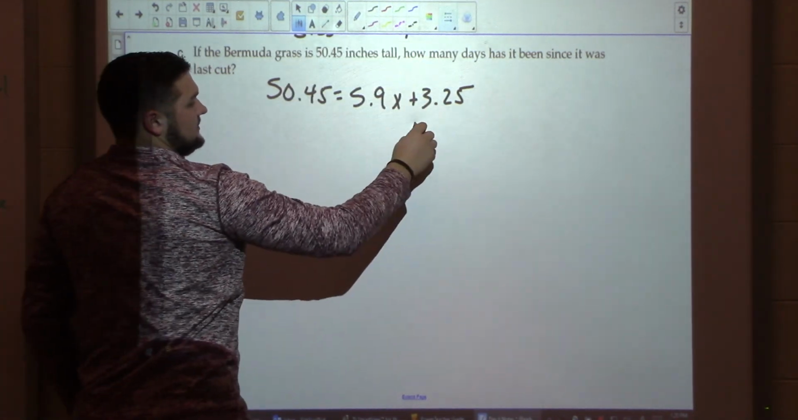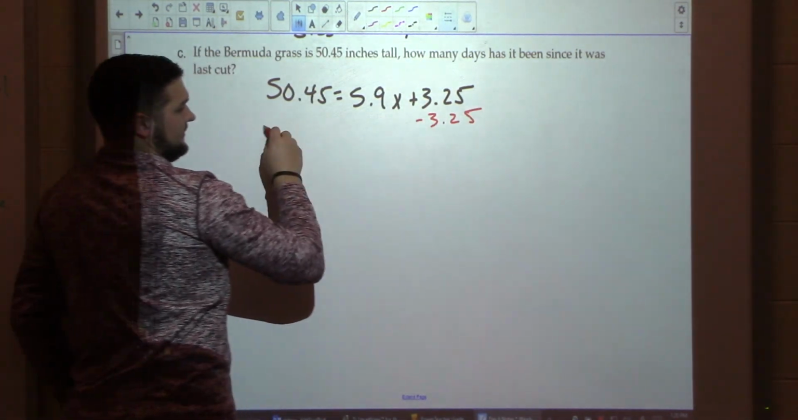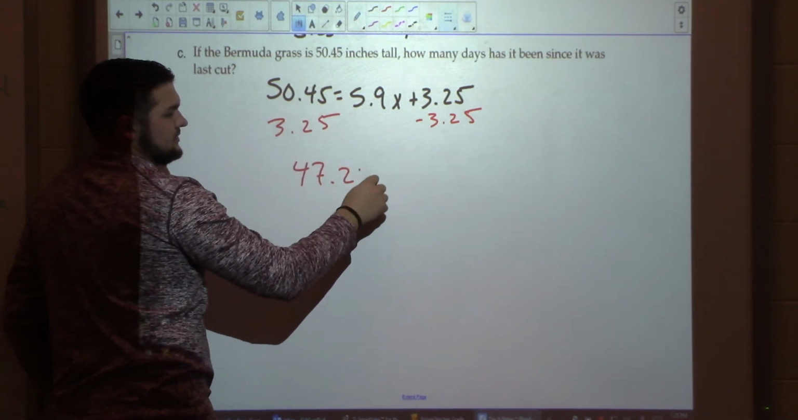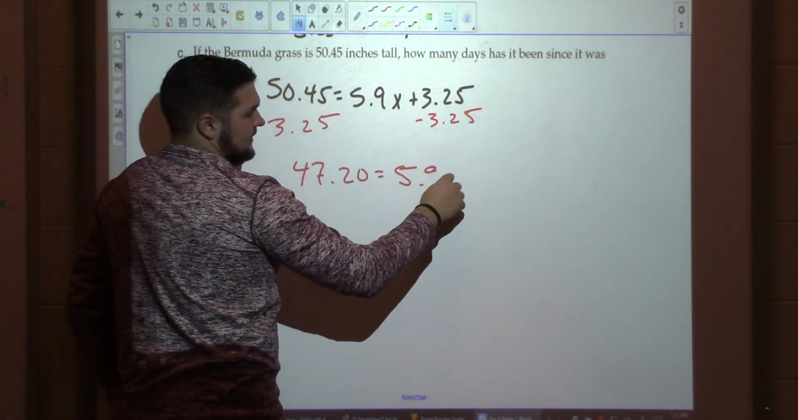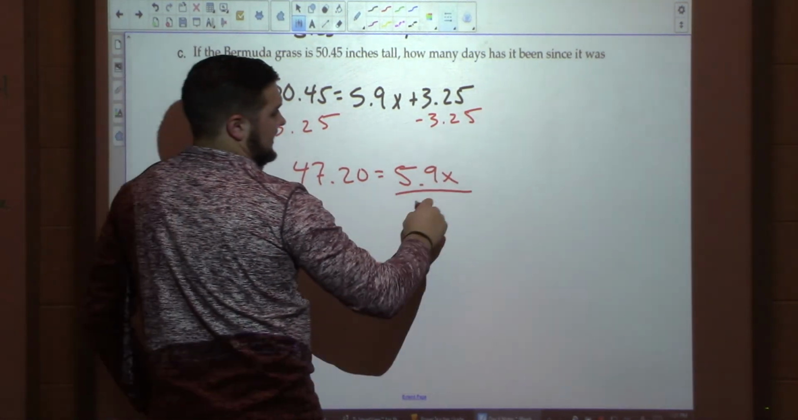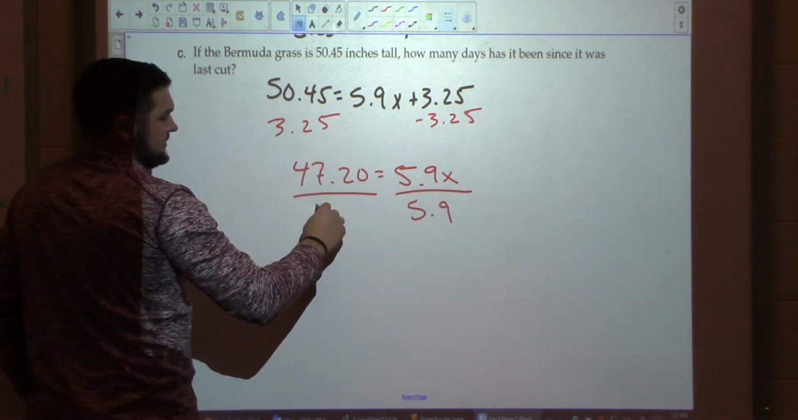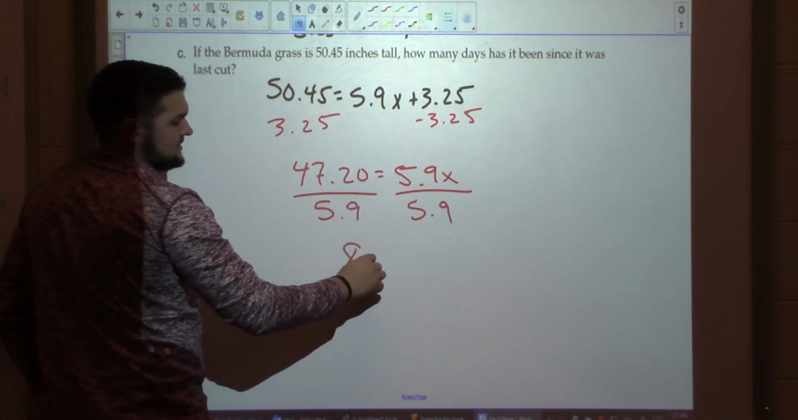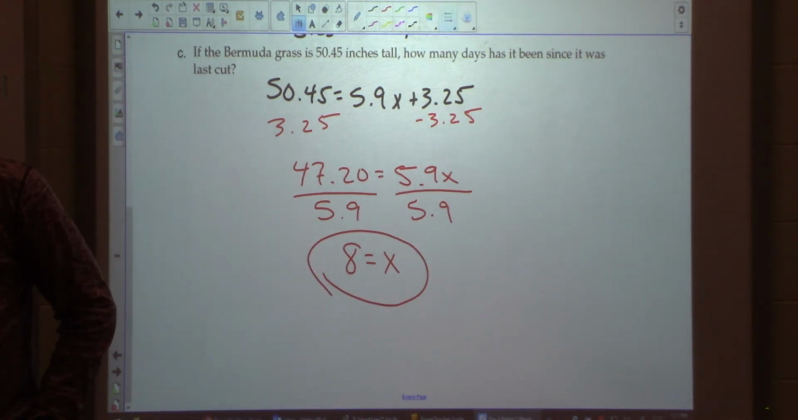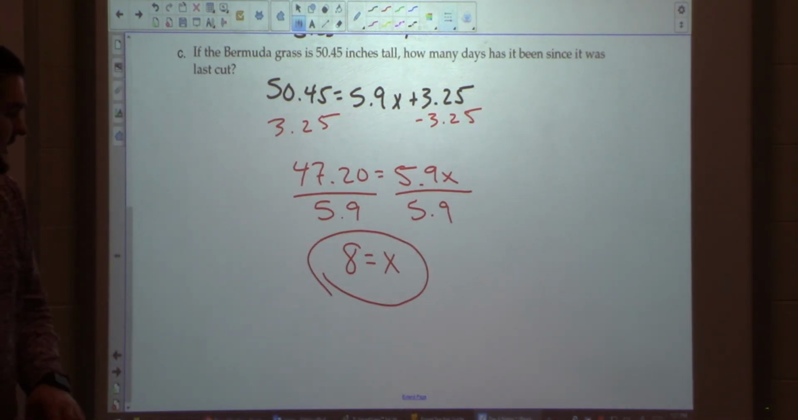Subtract 3.25. We get 47.20 equals 5.9x. Divide by 5.9. You should get 8 equals x. And 8 is representing the what? Number of days. Very good.